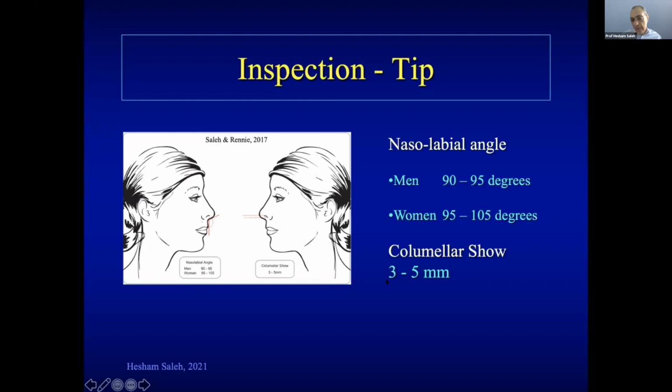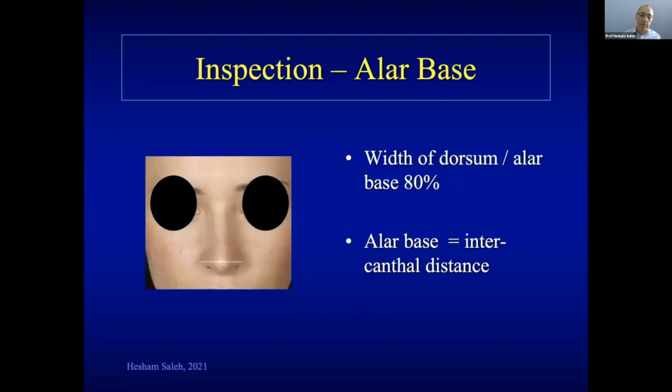I would say 3, that's the range that's published everywhere, but 5 millimeter can be a bit big sometimes. So I would say 3. Then finally look at the alar base, because a lot of patients would say, this is too wide, doctor. So the easy way of measuring it is between alar base and intercanthal distance, but also the width of the dorsum should be 80% of the alar base.